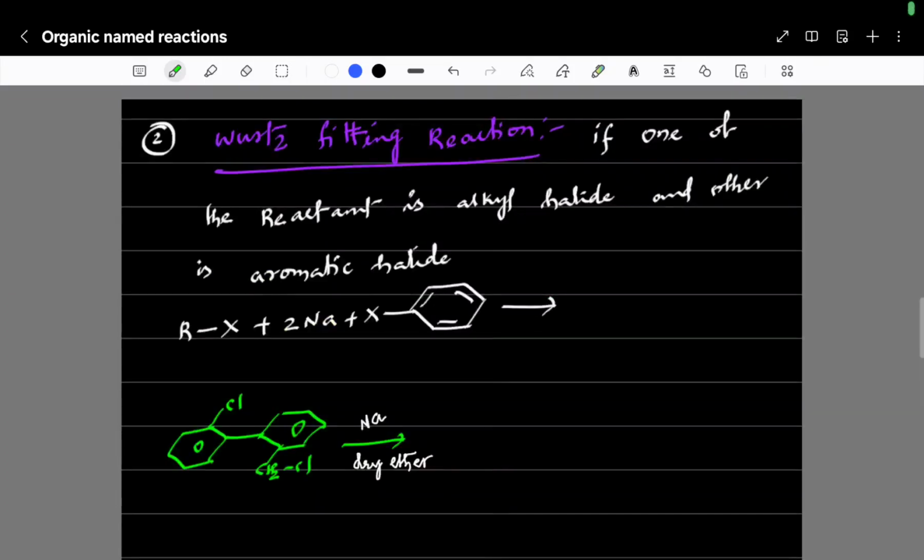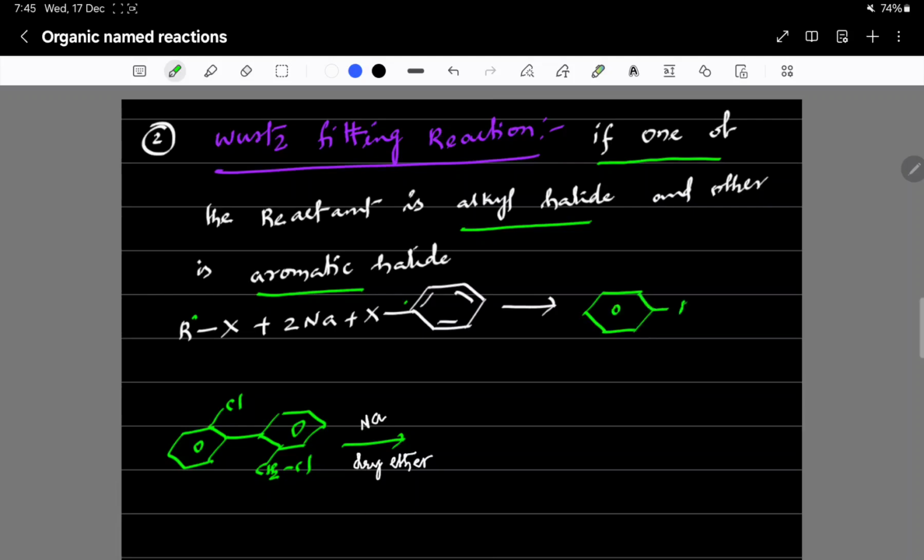So now the Wurtz-Fittig reaction. In this Wurtz-Fittig reaction, if one of the reactant molecules is an alkyl halide, that is Wurtz, and another is an aromatic halide, then it will form an alkyl aryl compound. So an alkyl benzene type of compound, right? An aryl alkane type of compound, right? Now look at this. This will form an alkyl radical and this will form a phenyl radical, and these will combine. So it will give the product.